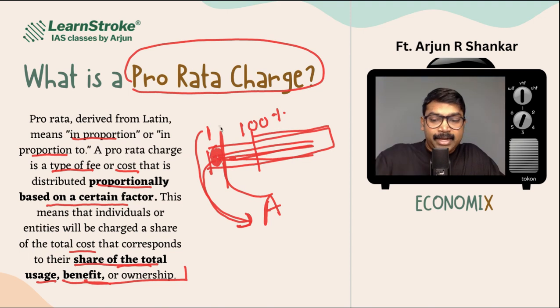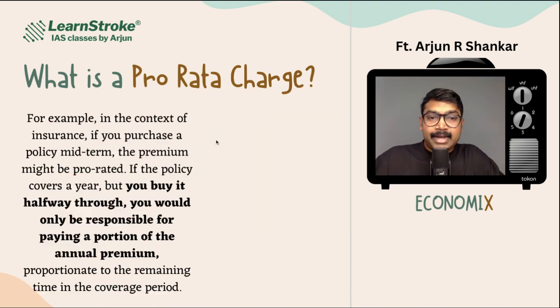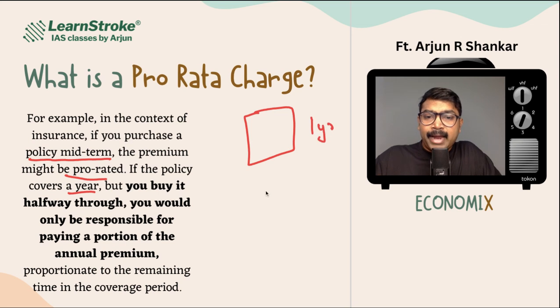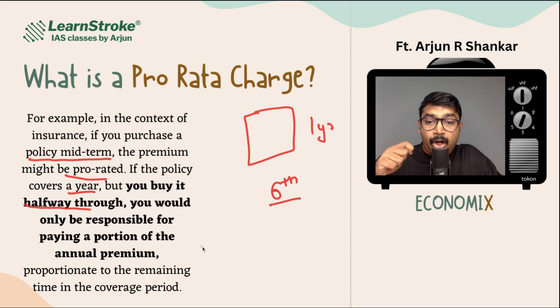I'll explain it in an even better way. Let's take an example of insurance. Imagine that you're taking an insurance and you purchase a policy midterm; the premium might be prorated. Say the policy covers a year, but you're buying it halfway, from the 6th month, not for the full year. Then you will be responsible for paying a portion of the annual premium proportionate to the remaining time in the coverage period.